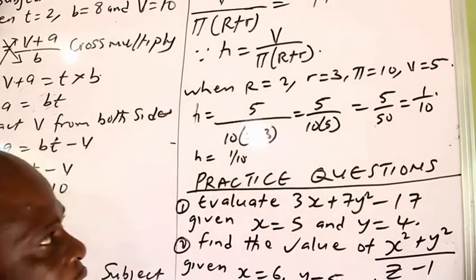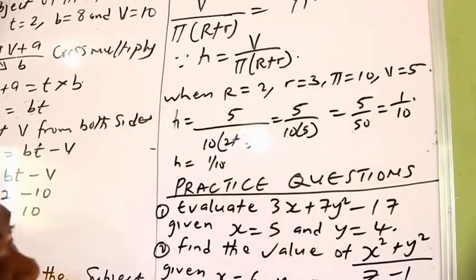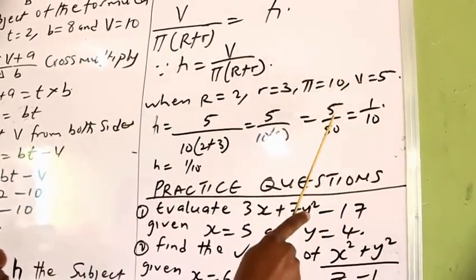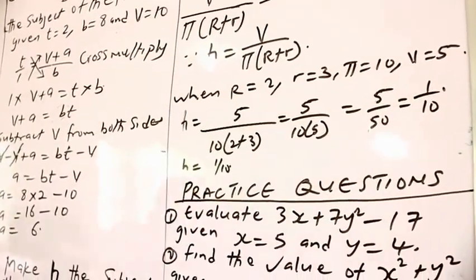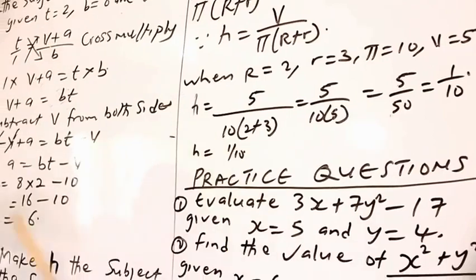You cannot leave your answer like this because 5 can still go. 5 into 5 is 1. 5 into 50 is 10. The value of H is equal to 1 over 10.